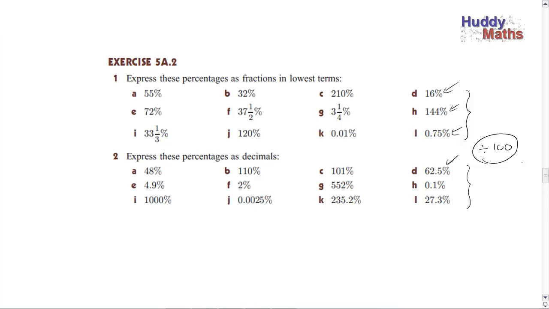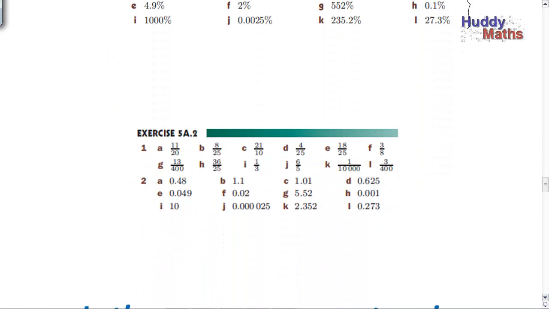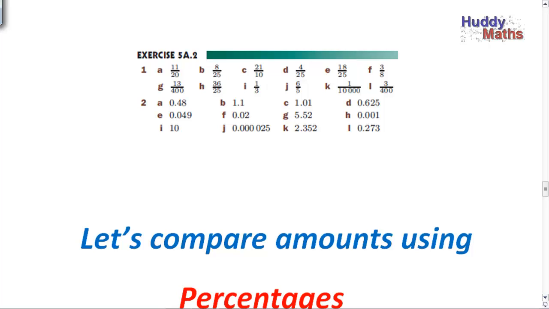All right, so just notice what happens here with 144%, because 100% is the whole. So what do you get at the end of that? Do you understand it? Might discuss that with classmates and your teacher. Let's have a look at the answers now. Okay, there we are, 5A2. You can see what's coming up down there.